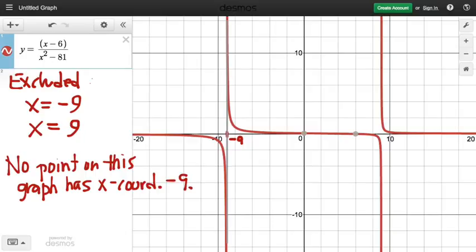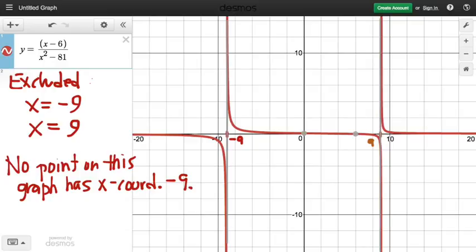And the same is true with positive 9 also. If we go up to x equals positive 9, which is right here, and we look above positive 9 and we look below positive 9, the story is the same. Below x equals positive 9, there's no point on the red graph. It gets really, really close, but it never actually gets to a point where x is equal to 9. And likewise on the right-hand side of it. I'm a little bit off in my sketch here. There's never actually a point that has an x-coordinate of 9.